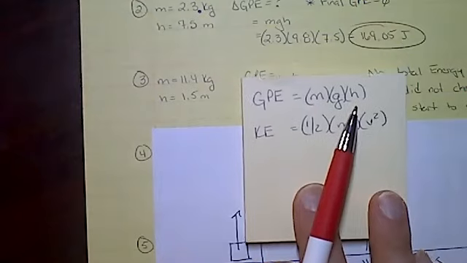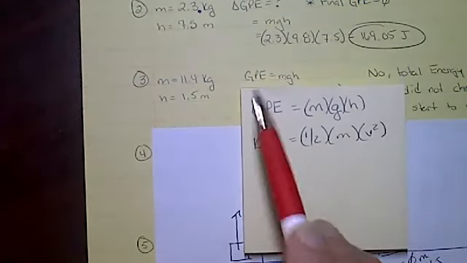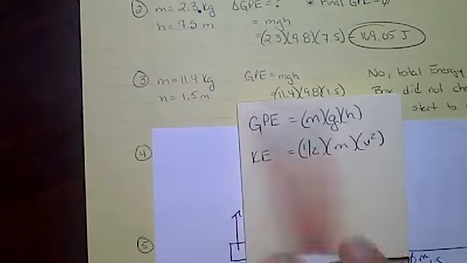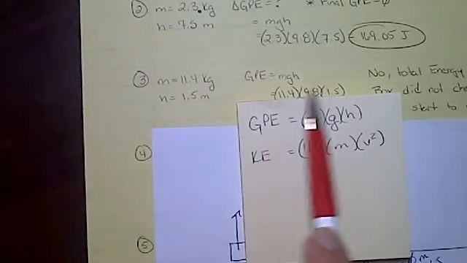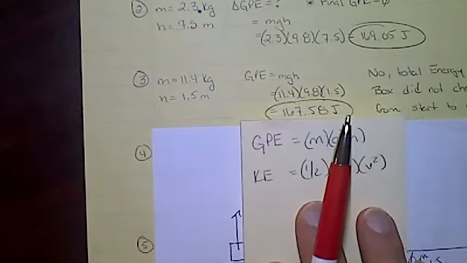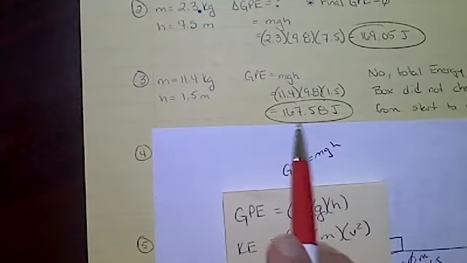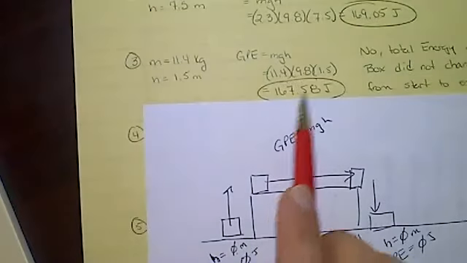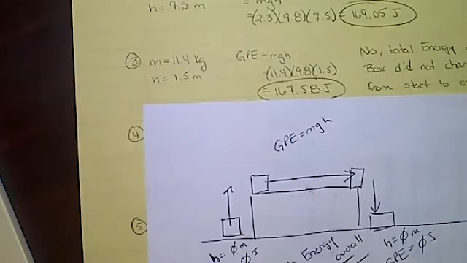And we know we're trying to find GPE, which is mgh. We plug in our handy dandy numbers, 11.4 times 9.8 times 1.5, and we get a wonderful number of 167.58 joules.